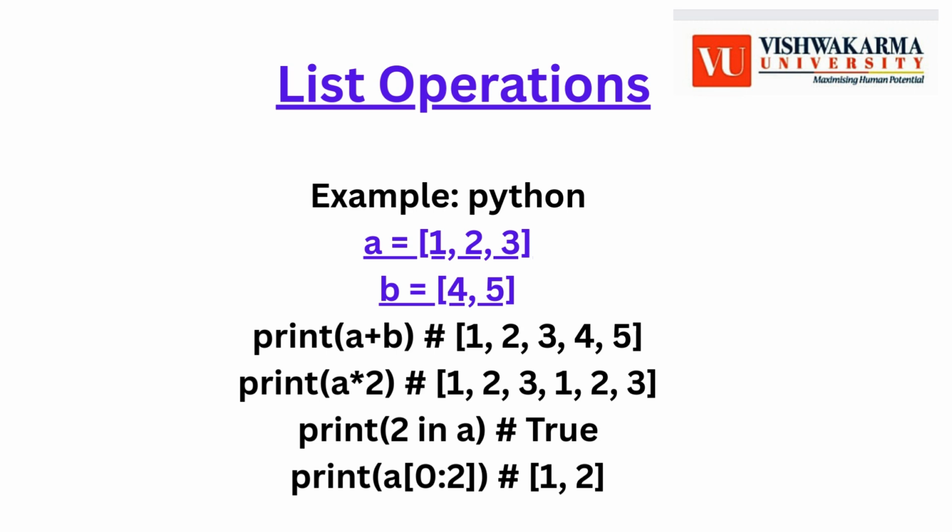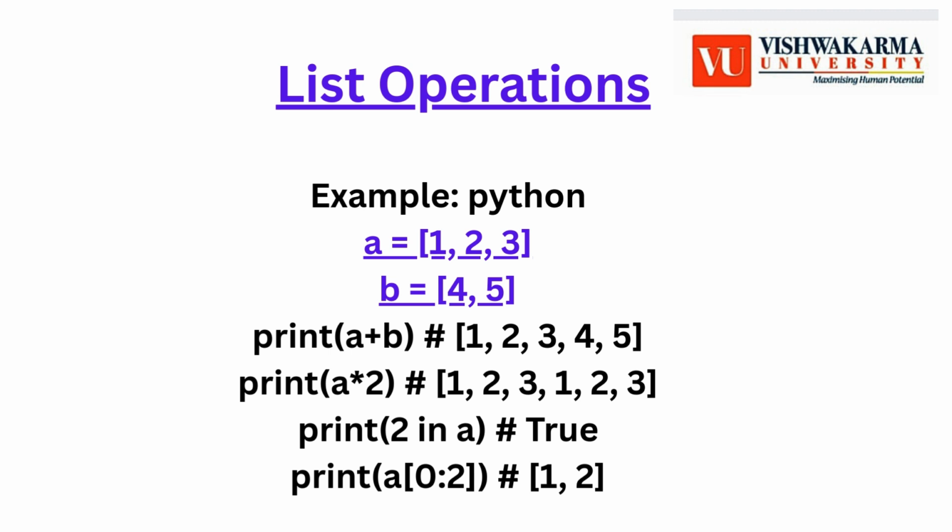Next, print a star 2 means repetition, repeating elements with the star. The first list is a, so the a list is 1 2 3. We have used star and 2, so the list will be repeated once again. The first list will be printed, that is 1 2 3. Again, because we have used star, 1 2 3 will be printed again. So 1 2 3 1 2 3 is the final list. Such a list is called a repetition of elements.